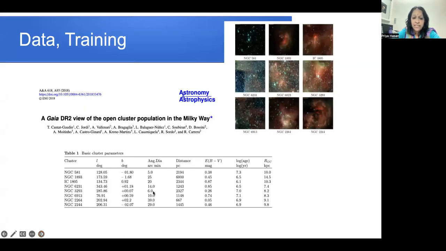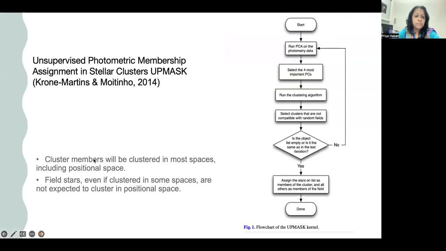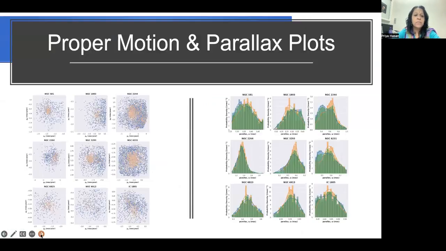So here we have our data set, which was derived from this paper. And from this, we had the basic parameters as well as individual stars with their membership data. What they had used was a method called UPMASK, where they start off with the photometric data and clustering algorithms to actually get cluster members. Now, using this, we actually got proper motion and parallax plots for our 9 clusters. What you see in this, the orange plots are the Cantat-Gaudin stars, which are the training data set, and the blue ones are the ones that we derived using random forest.